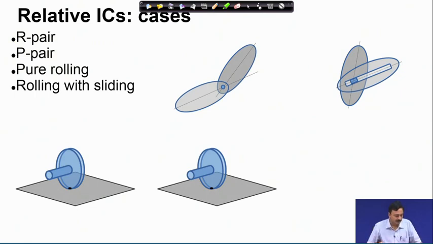So, let us look at the relative ICs for some simple cases. For the revolute pair, the relative IC of the 2 bodies 2 and 3 is the R pair itself. For the prismatic pair, the relative instantaneous center of rotation of these two bodies 2 and 3 is at infinity along the line which is perpendicular to the direction of sliding.